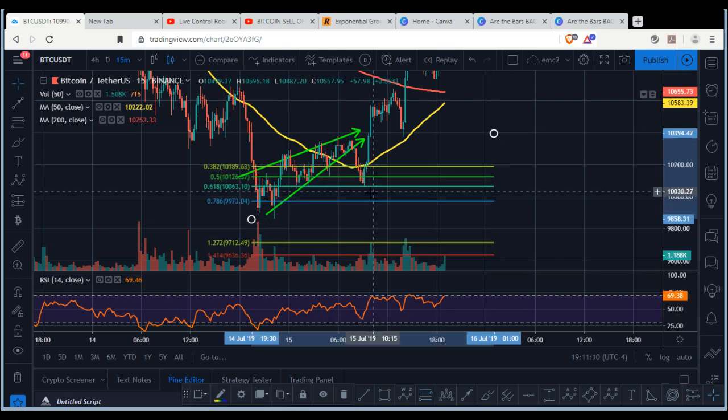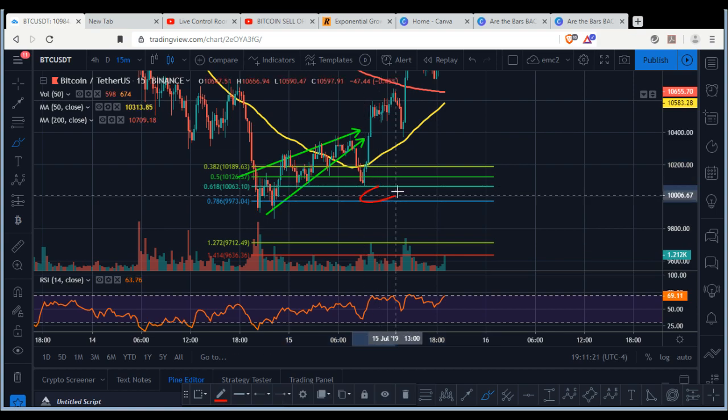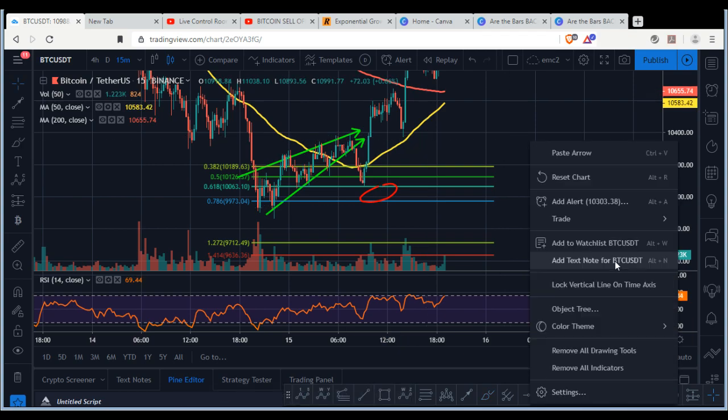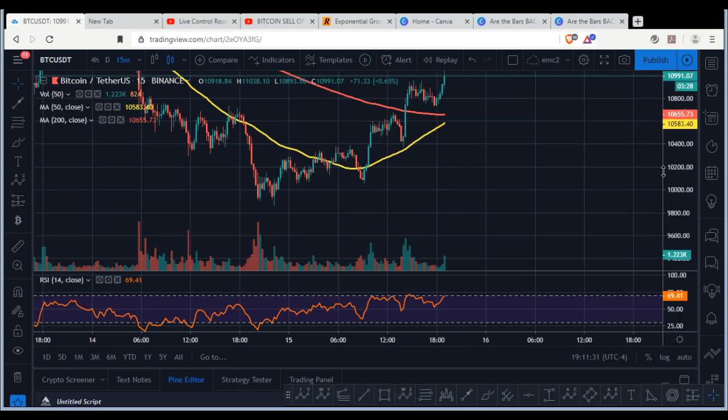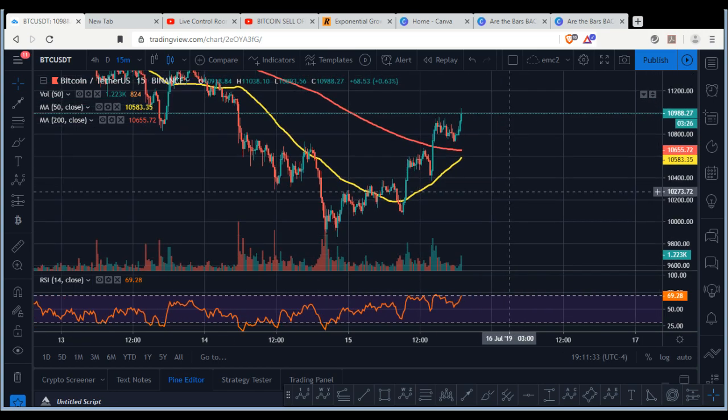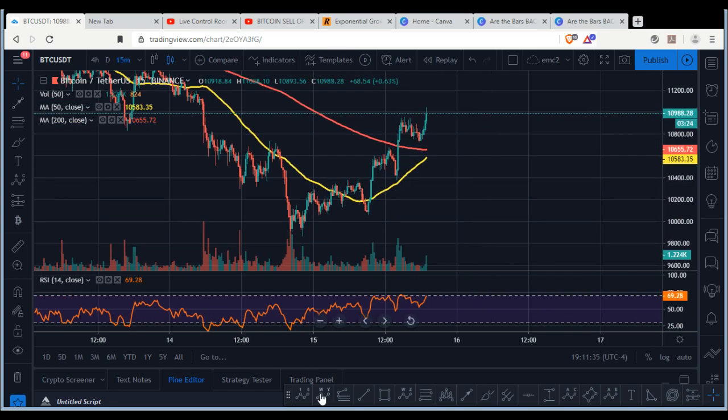I was looking for a drop to a 0.786, but it dropped back down to exactly 0.618. I was just being conservative, calling for a drop to a 0.786, but it dropped exactly at 0.618, which is good. And if you want to count your Elliott waves, you got your 5 wave structure in this area.